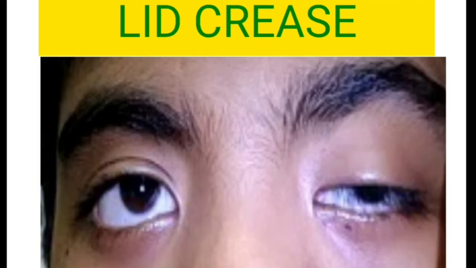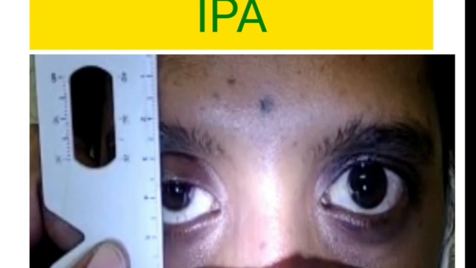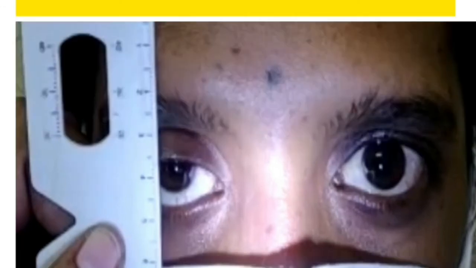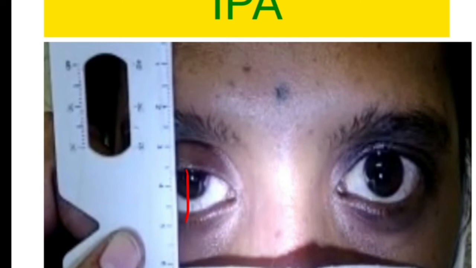Okay, so if you just lift the upper eyelid, it will create a very faint lid crease. So that point also you can take for marking to produce the lid crease post-operatively to give a good cosmetic outcome. The next important thing is interpalpebral aperture or IPA. IPA is nothing but the distance between the upper eyelid and the lower eyelid in the primary position. Normal interpalpebral aperture in males is 7 to 10 mm, whereas in females it is 8 to 12 mm.